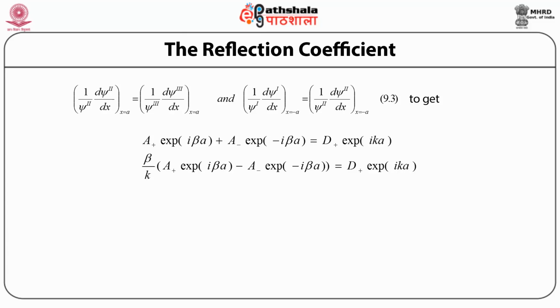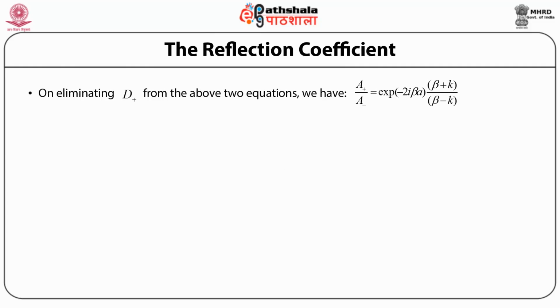The next equation is beta/k times, within the brackets, a plus e^(iβa) minus a minus e^(−iβa), brackets close, is equal to d plus e^(ika). On eliminating d plus from the above two equations, we have a plus divided by a minus is equal to e^(−2iβa) times (beta plus k) divided by (beta minus k).